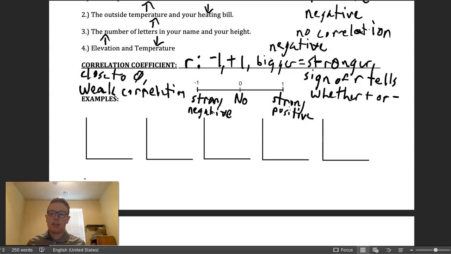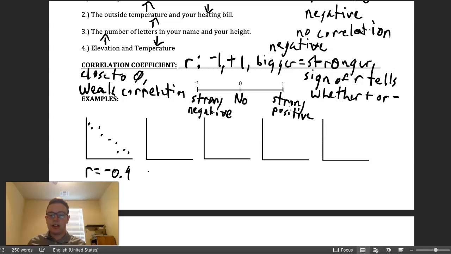So let's get some examples of this. If our correlation coefficient was -0.9, what would that mean? Well, it's close to -1, meaning it's strong, and it's a negative correlation. Strong meaning our trend is close to a line.